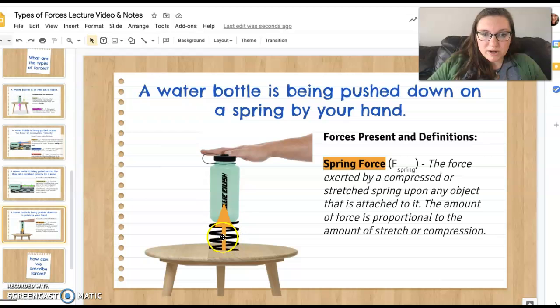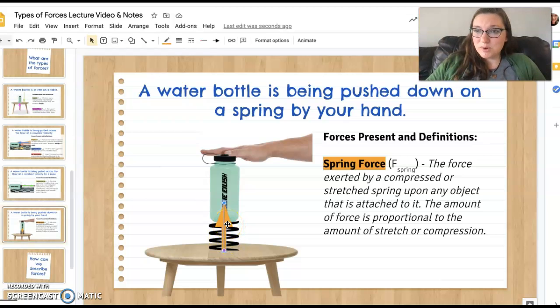And a spring force also pushes and pulls both ways. And I'm going to fix that real quick too. Basically, it's pushing up on that water bottle as I'm pushing it down, as I'm applying a force downward on that water bottle. The spring is pushing upward, and it's also pushing downward onto the table.